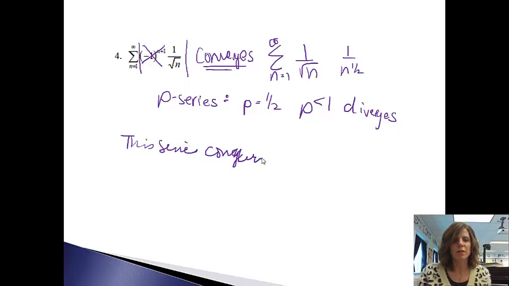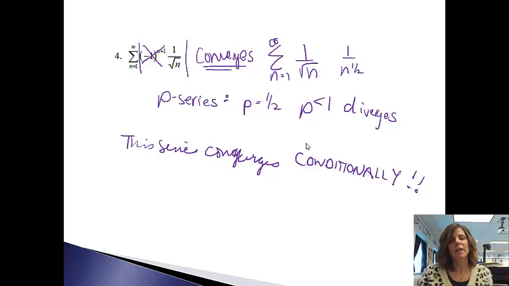converges conditionally. There are conditions placed in conditionally. So there we go. So hopefully now you can tell if an alternating series converges, does it do so absolutely or conditionally?